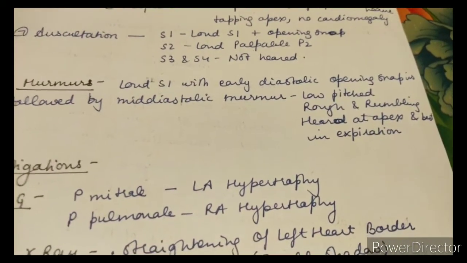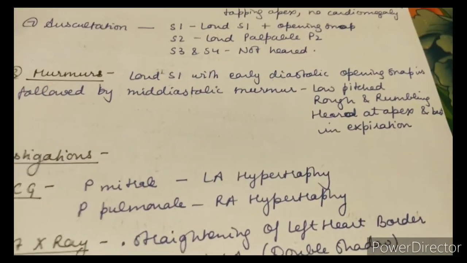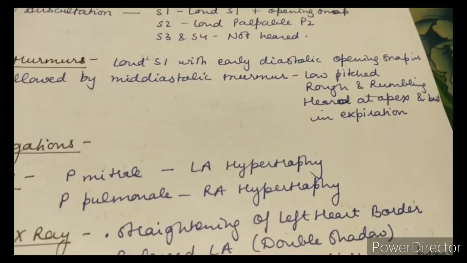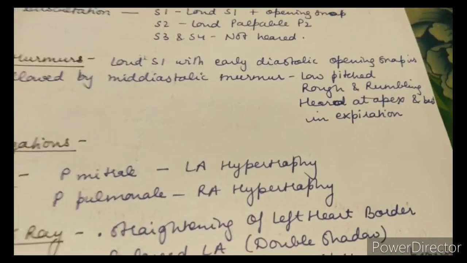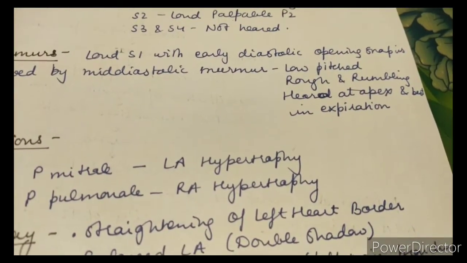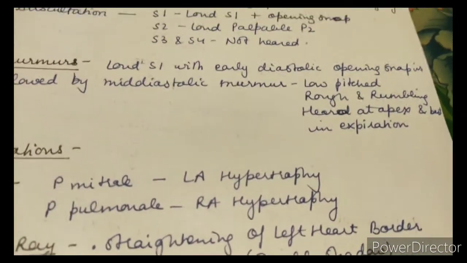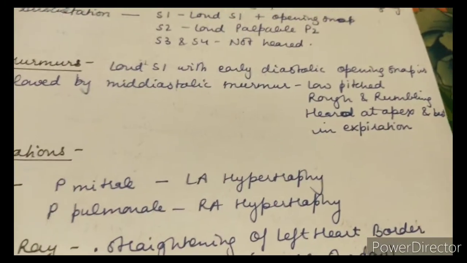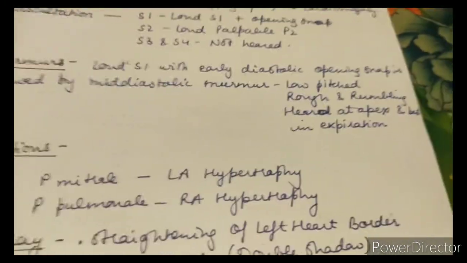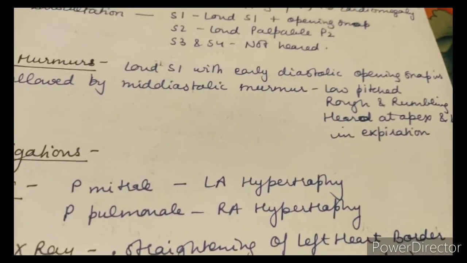So there is a loud S1 which is followed with early diastolic opening snap, and that is followed by a mid diastolic murmur. This mid diastolic murmur word is very important. Now this mid diastolic murmur is low pitched. Second, it is rough and rumbling, heard at the apex, and best in expiration. So these are the few points about murmur which you need to know, and very characteristic line is given in Hutchinson's, that is there is a loud S1 which is followed by an opening snap, and that is followed by a mid diastolic murmur which is rough and rumbling.